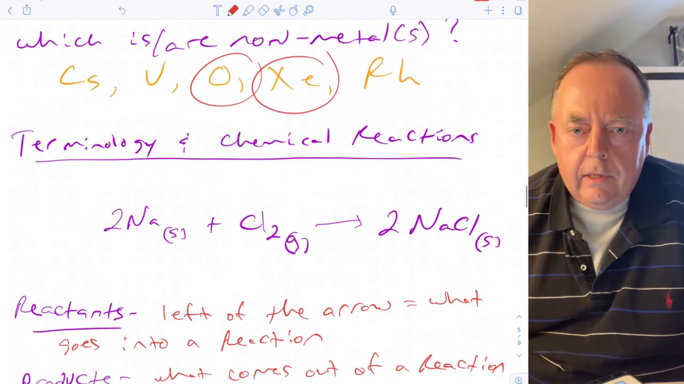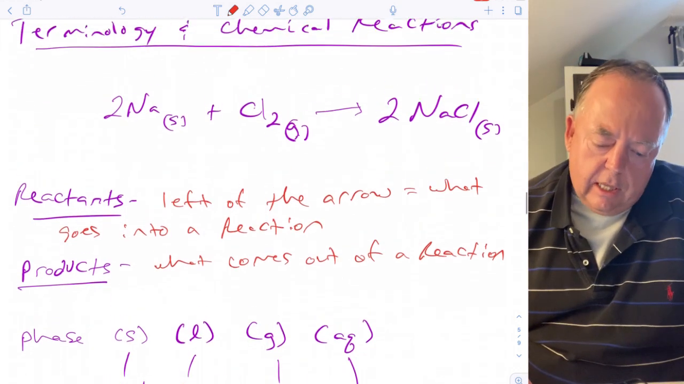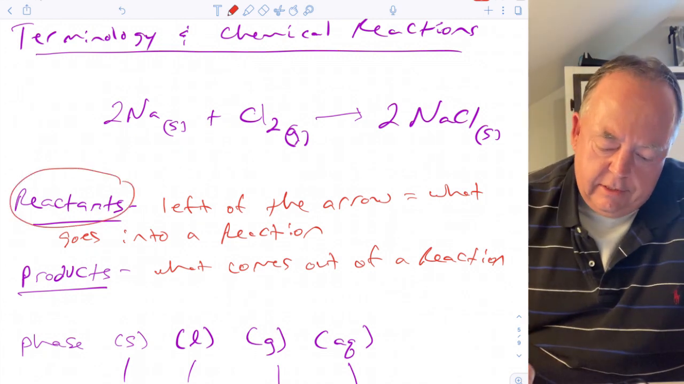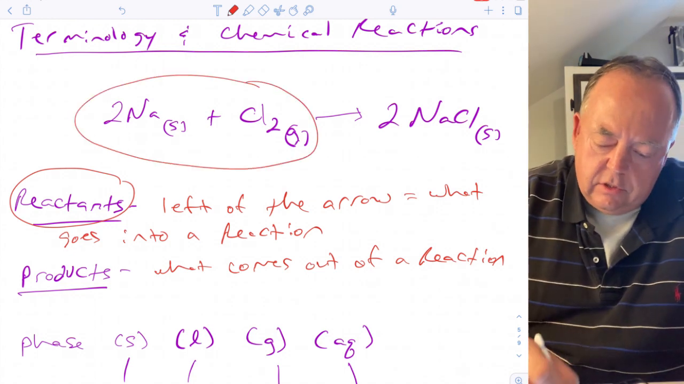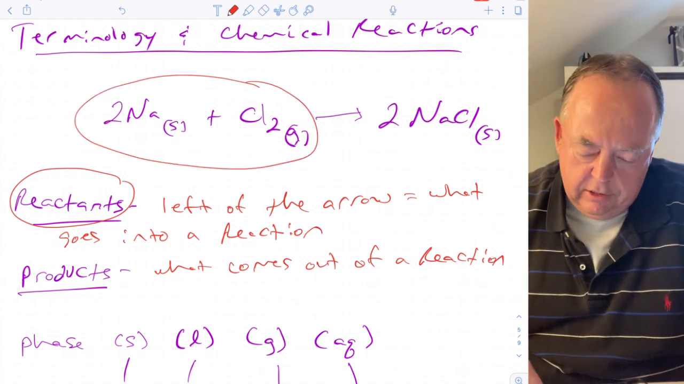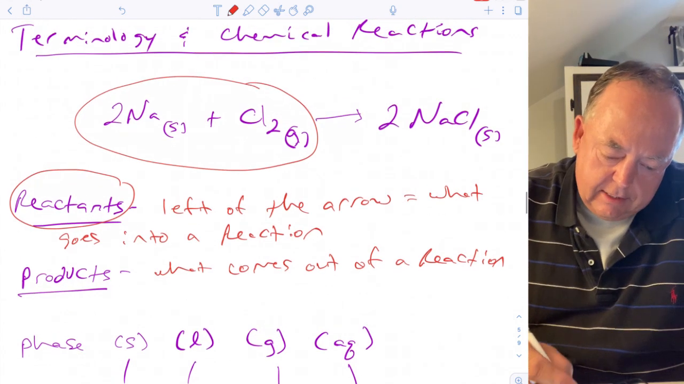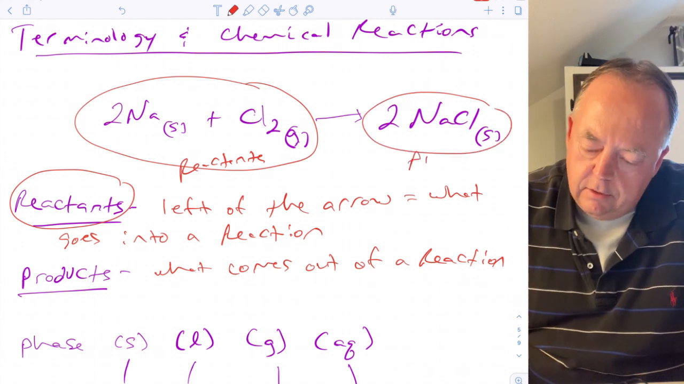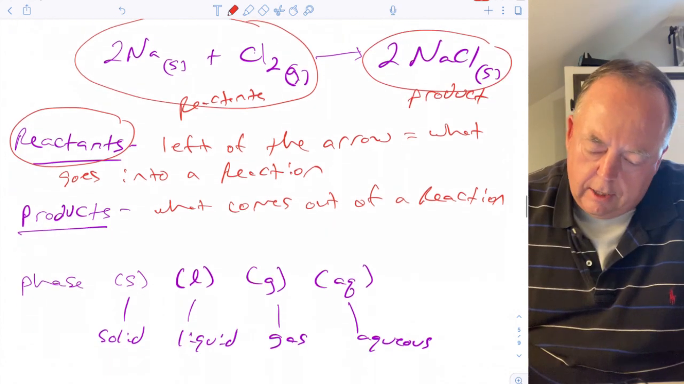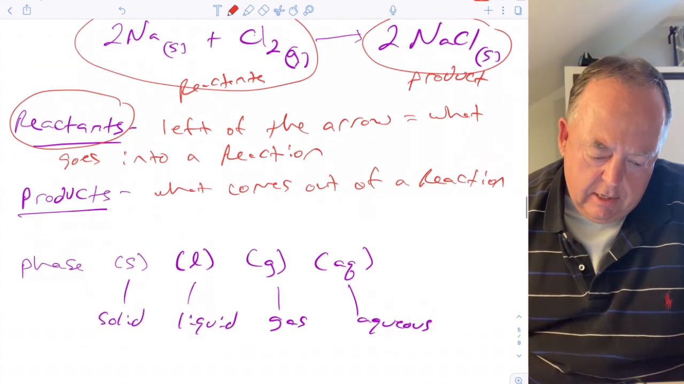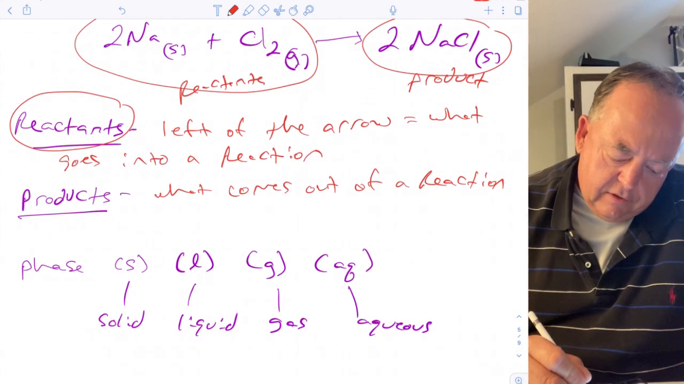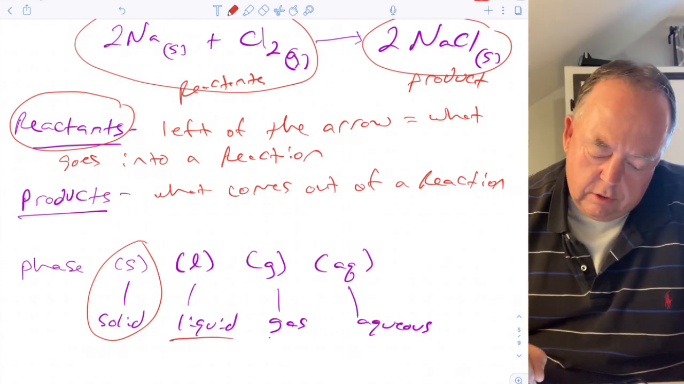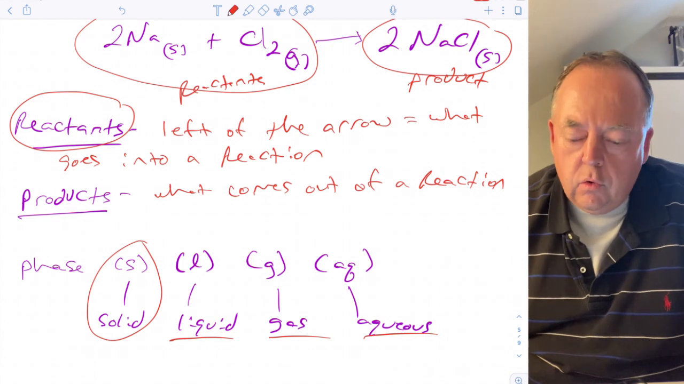Okay, so that's some basic terminology that you need to know. And so there's terminology associated with chemical reactions. So reactant means everything on the left of the arrow. So that's what goes into a chemical reaction. And then products, so these would be reactants, and then this would be the product. So product is whatever comes out of a chemical reaction. And then in chemical reactions, oftentimes we'll list the phase of the chemical or the element: solid, liquid, gas, or if it's dissolved in water, an aqueous solution.